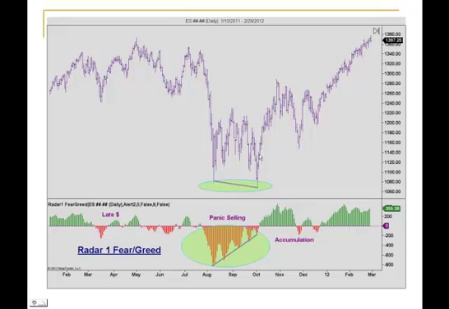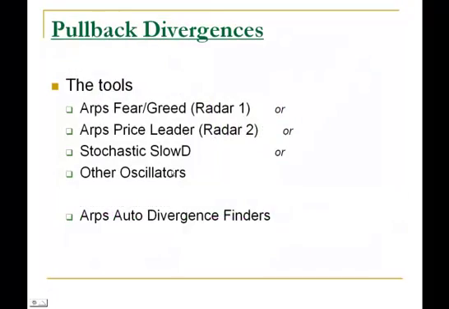The buyers step in, take control again, and start collecting contracts in order to drive the price back up again, with a little profit taking here. And after this accumulation, this is the markup phase where the buyers take control again. So that's the idea behind a pivot divergence.